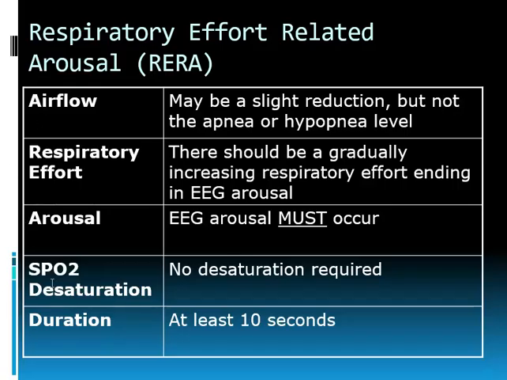And these are the parts that you typically will see. I should probably go back through and color code these so you'll see what's definitely required and what is typical. Typically you won't see a desaturation. You might see a 1 or 2% desaturation, but not enough to warrant calling it a hypopnea. But the arousal must occur. And that's the only respiratory event, among apneas and hypopneas, where the arousal is part of the definition. And the way to remember it is it's part of the name, respiratory effort related arousal, RERA.